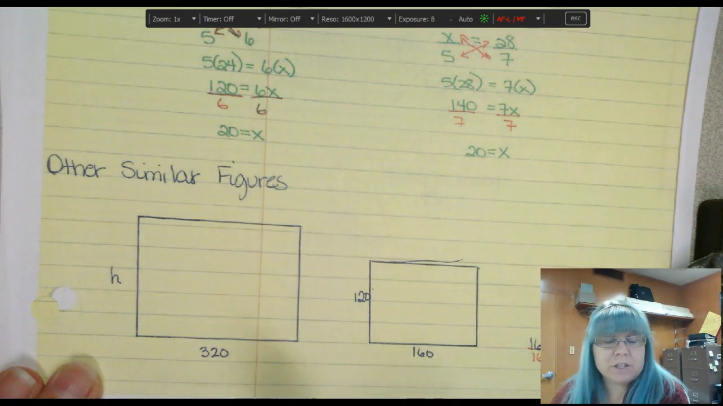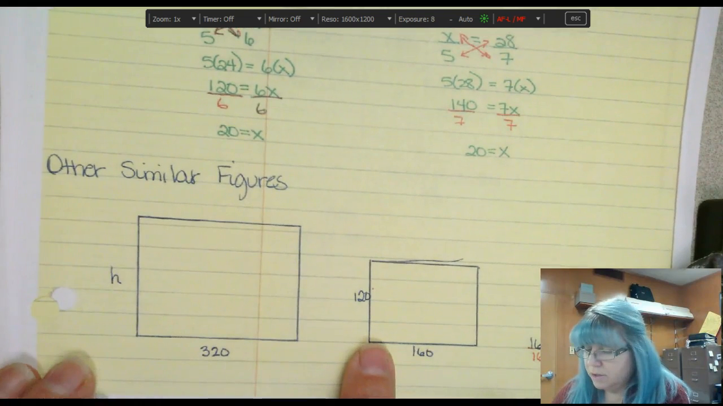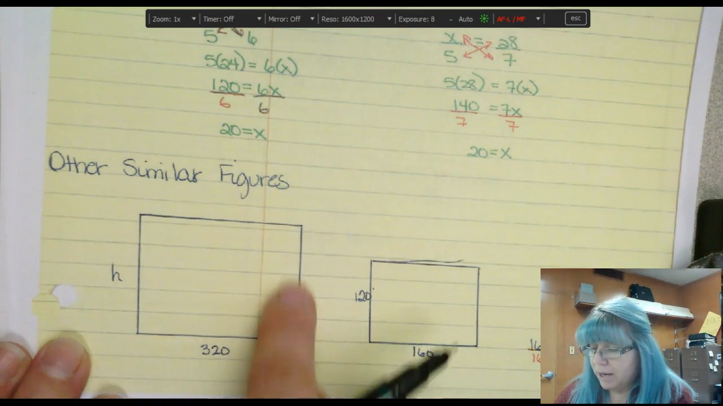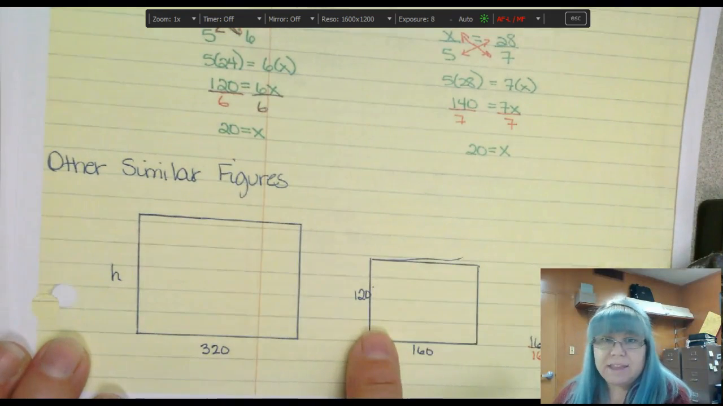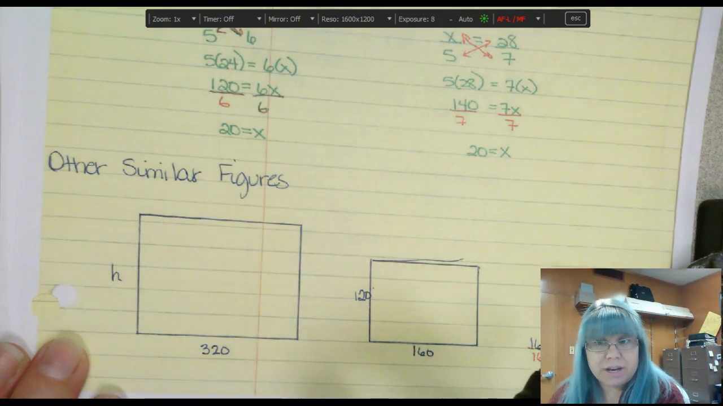Other similar figures could be rectangles. So in this case, I have 2 rectangles. And this could be, maybe it's a picture and you need to resize a picture. So let's say you're on your computer and you want to resize a picture.